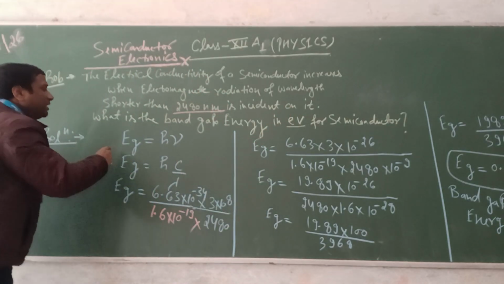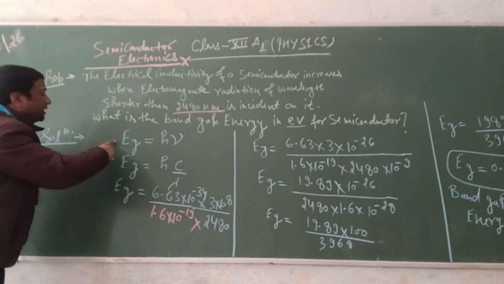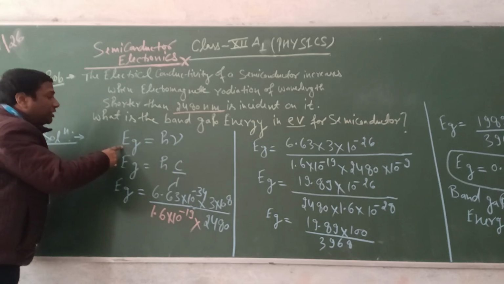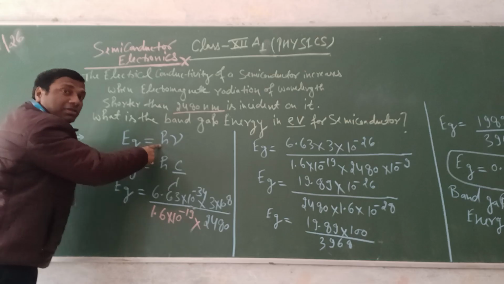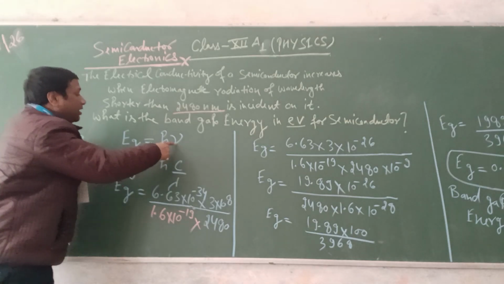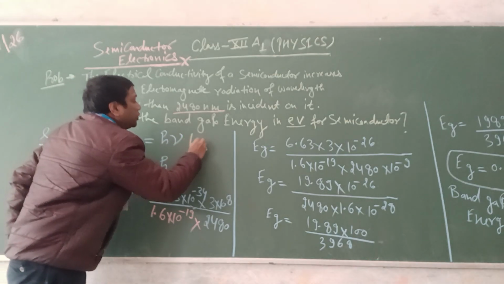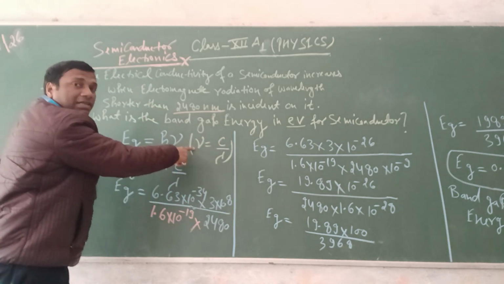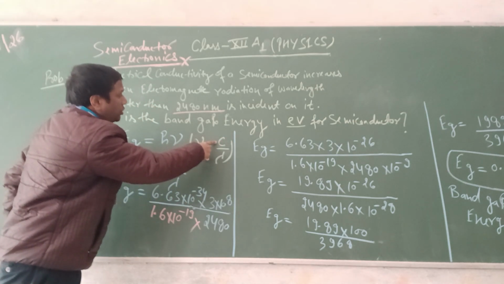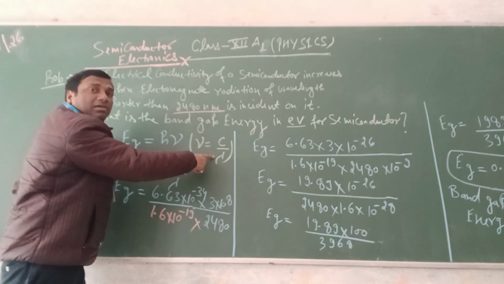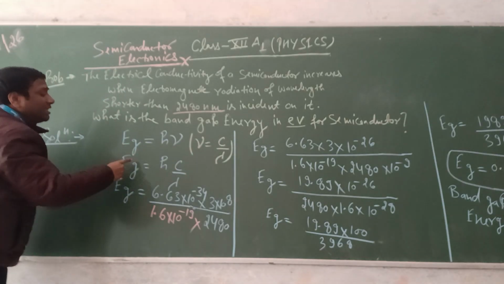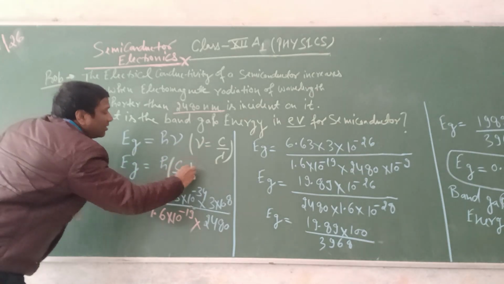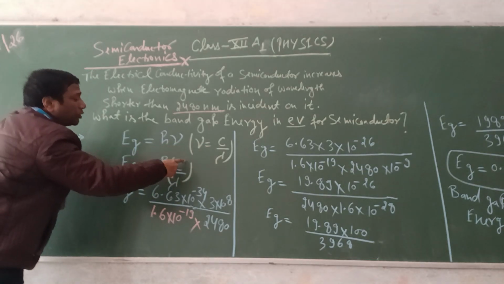We know that energy E is equal to h nu. Now Eg is equal to h nu, where Eg is band gap energy, h is Planck constant, and nu is the frequency. Now we can write nu is equal to c by lambda, where nu is the frequency, c is the velocity of light, and lambda is the wavelength. Then Eg is equal to h c by lambda.